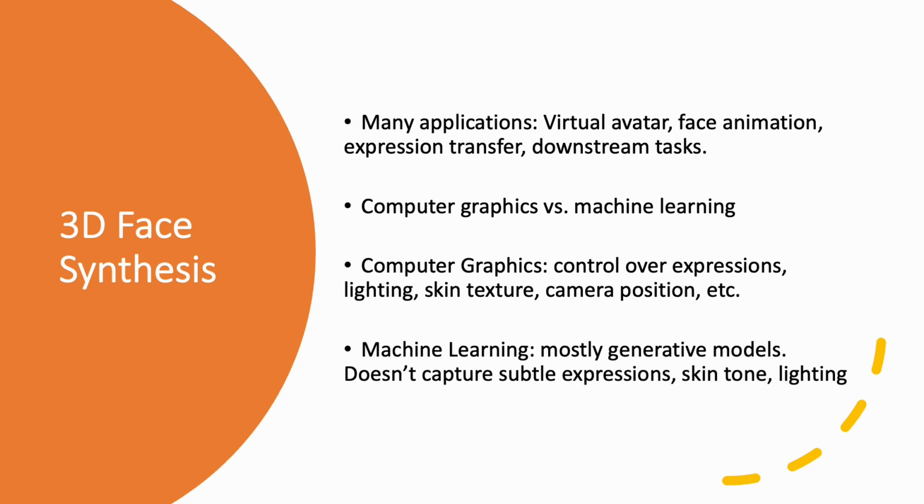Machine learning algorithms, on the other hand, can generate photorealistic models with natural image statistics useful for many applications. However, they require a large amount of data and don't capture subtle expressions, skin tone, lighting, etc.